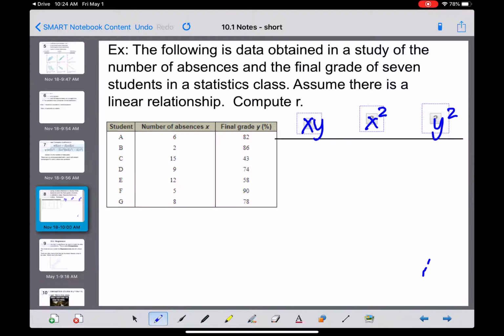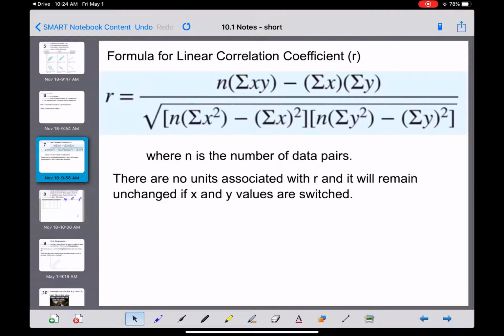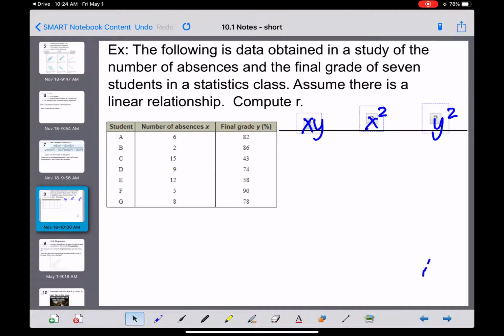Okay, so we need a bunch of these values to compute that formula. So I know it's a bear, but you can do it. Okay, so x times y, we take the x column times the y column. So 492, 172, 645, 666, 696, 450, 624.